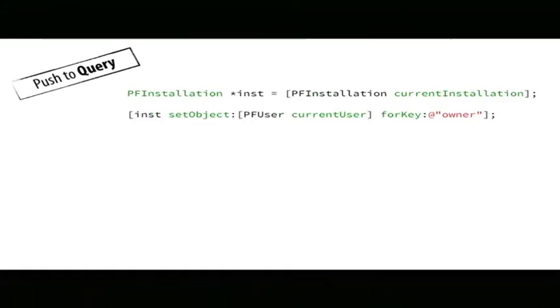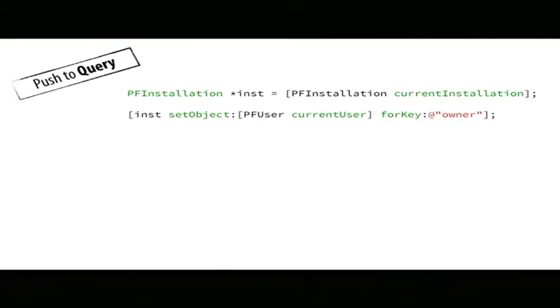What's really cool is pushing to queries. Parse will basically create a table for you in your database called an installation. That represents a device that has your app installed on it. Everybody that has your app installed will show up in this table. And what you can do is store arbitrary data you want on this object.